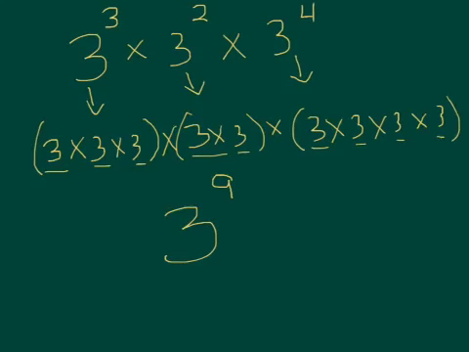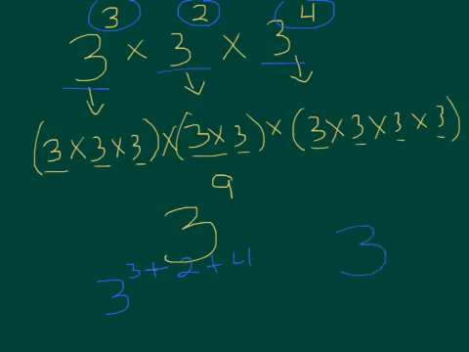Now after you write a few of these out, you might notice that there's a pattern here. When we got 3 to the 9th power from this problem, another way to write that would be 3 to the 3rd power plus 2nd power plus 4th power. You'll notice that 3 plus 2 is 5 plus 4 is 9. So if all the bases are the same, we just keep the base and we add the exponents when we're multiplying powers.